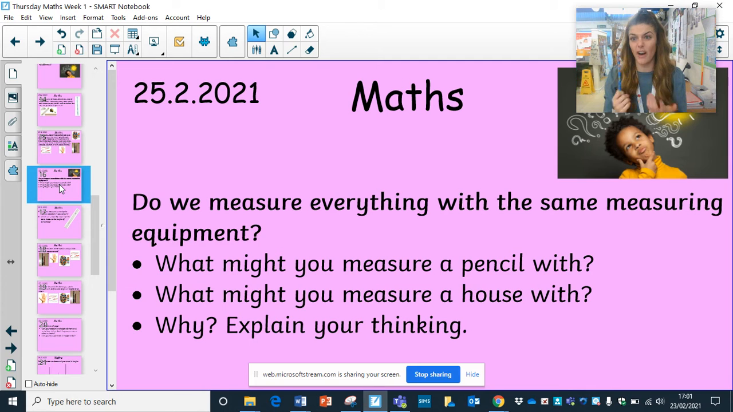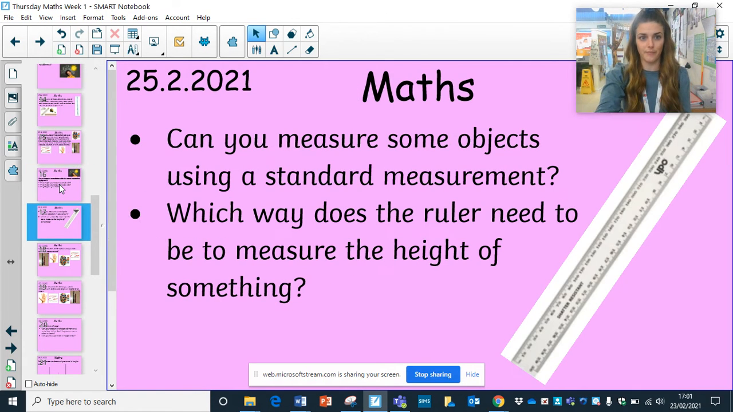Again, what might you measure a house with? Would it be a good idea to use pencils to measure the height of a house? Or cubes, or bead string, or hands? Is it good to use hands to measure the height of a house? So have a think about what you might measure different things with. And remember, the important thing is that you can explain your reason. Explain why, so we can understand why you've chosen that. Your reasoning behind your answer.